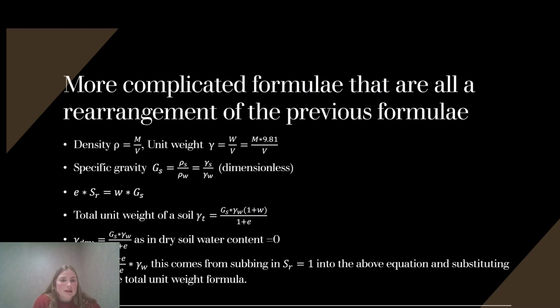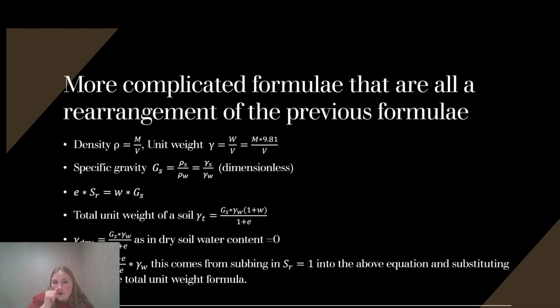So as you can see, if the water content is 0, then that 1 plus water content becomes 1, and so the equation is simplified that way. And if it's saturated, you can see from that interim equation that it becomes just void ratio equals water content times specific gravity, so e equals w times Gs. And then you can sub that into the total unit weight equation, and that's how it becomes simplified for the total unit weight of a saturated soil.